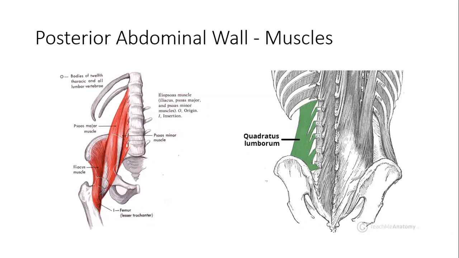It receives its nerve supply from the femoral nerve, root value L2, L3, and L4. And its actions include flexion and lateral rotation of the thigh at which joint? Hip joint. And the last muscle in the posterior abdominal wall is the diaphragm, which I have covered in detail with the thorax.